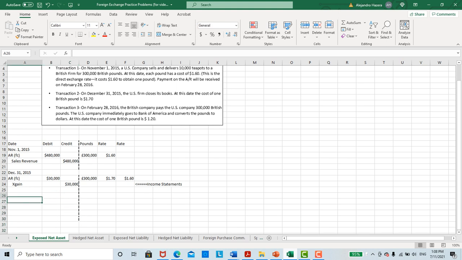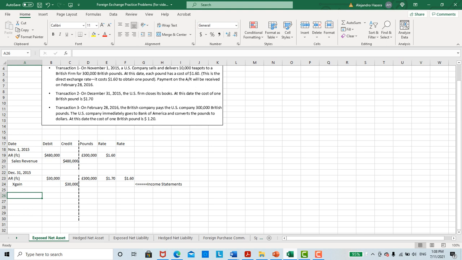Now we come to the final transaction. This is when the account receivable is settled. That means that they give you 300,000 British pounds. You've got to record the cash and the account receivable, because you're not getting dollars, you're getting 300,000 British pounds. So you've got to recognize the dollar equivalent, how much the 300,000 British pounds are worth in US dollars, and you've also got to write off the last balance of the account receivable account.